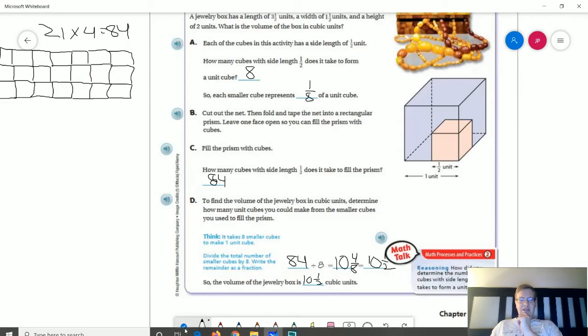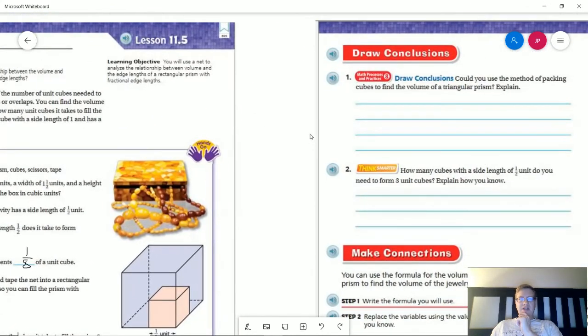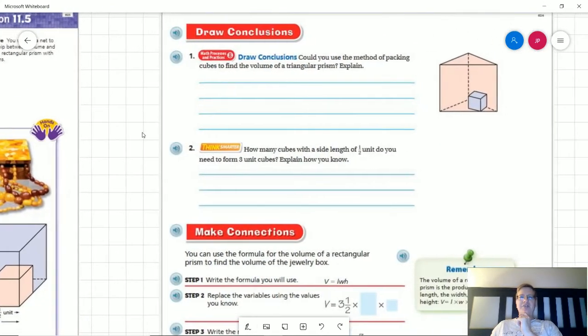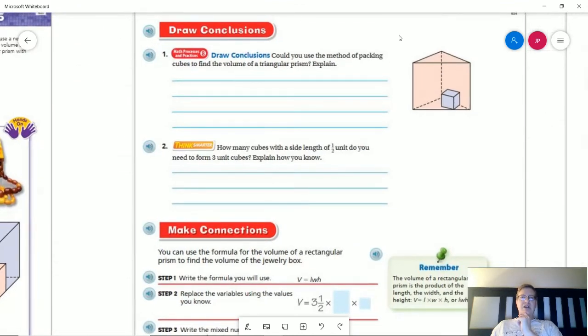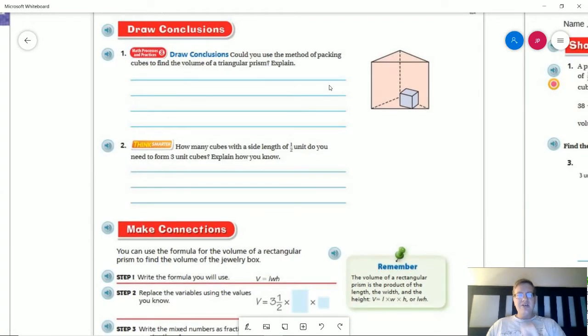Now the next page, I don't recall if I actually left it in your packets or not. So if I took this out, please go ahead and follow along. I want to talk about this part first, and then we are going to do a formula version of this that we can apply for anything that we're working with. The first part says, can you use the method of packing cubes to find the volume of a triangular prism? So think about that for a second. We've got a picture, we have a triangular shaped prism, and we have a square cube inside.